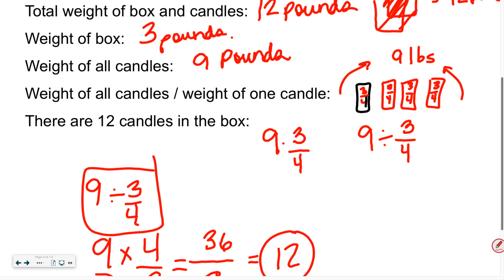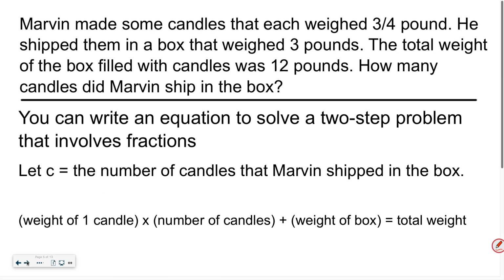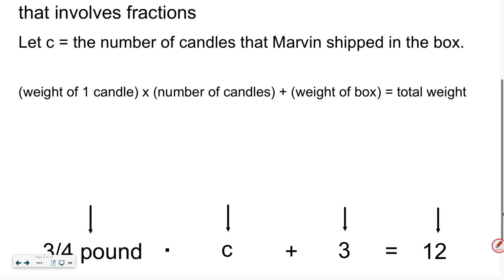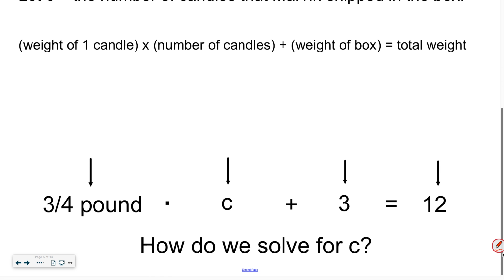In 8th grade, we work towards what we call fluency, meaning you can quickly do these multiplication or division problems. So if we wanted to write an equation, and Giovanni, you started to guide us through that, we could write an equation to represent this scenario. The weight of 1 candle, which is 3/4 of a pound, times the number of candles, which we don't know, so we'll say it's C, plus the weight of the box will equal 12. So my equation here: the weight of the candles plus the weight of the box equals the total weight of the candles and the box.